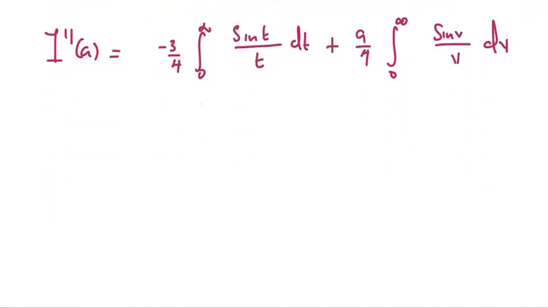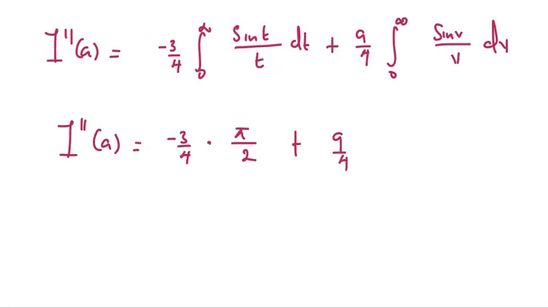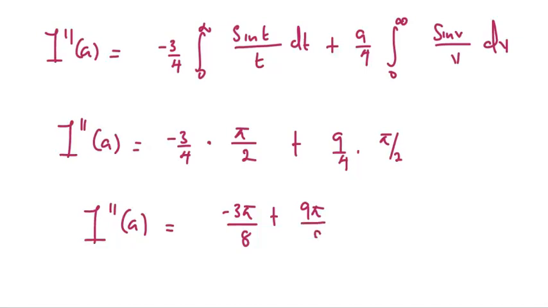So I think we're very familiar with this integral, right? So I prime prime of a is going to be negative 3 by 4 multiplied by, this is the well-known Dirichlet integral, which is equal to pi by 2, and here plus 9 over 4 multiplied by pi by 2. So I prime prime of a is going to be equal to, simplifying this, negative 3 pi by 8 plus 9 pi by 8, which is giving us 3 pi by 4, right? So 3 pi by 4, yeah.